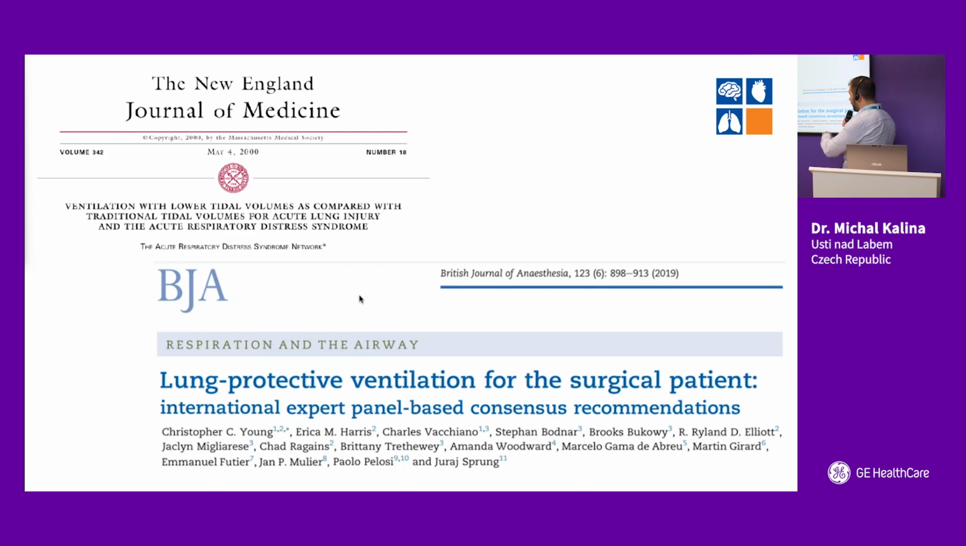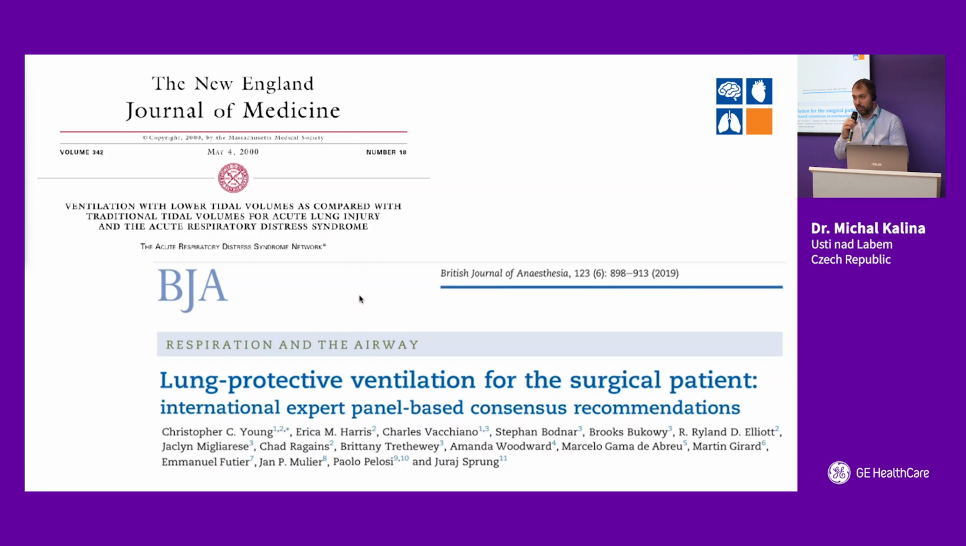And this is reflected in this paper down here, which is, for me, one of the most important papers published last year that can influence daily clinical practice. This paper talks about recommendations that should be followed during general anesthesia and how to set the ventilator and follow lung protective ventilation in ORs.